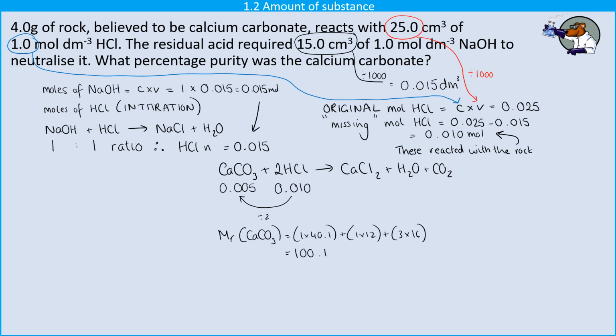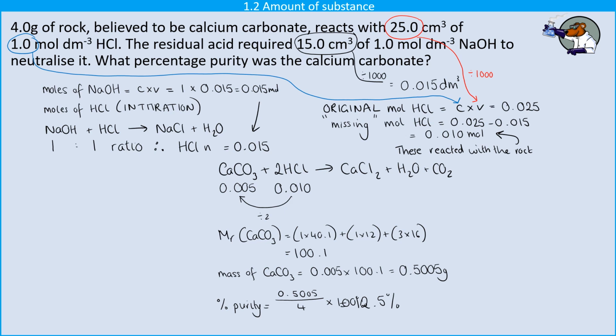So the relative formula mass of calcium carbonate, if I add all those relative atomic masses together, is going to be 100.1 grams per mole. And so if I only had 0.005 moles, then that would be 0.5005 grams. And so that means that my rock had 0.5005 grams of calcium carbonate out of a total of 4 grams, the original rock. And then to make it percentage purity, I need to multiply by 100%. And that gives me an answer of 12.5%.